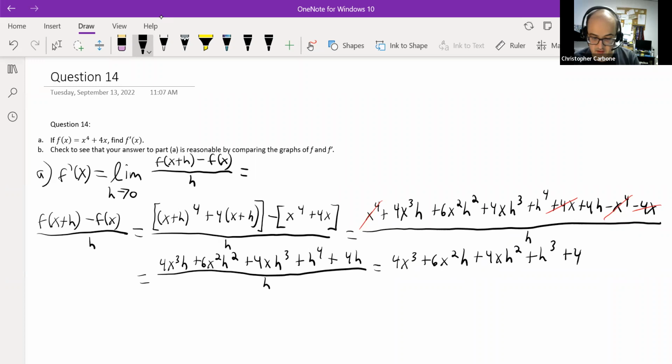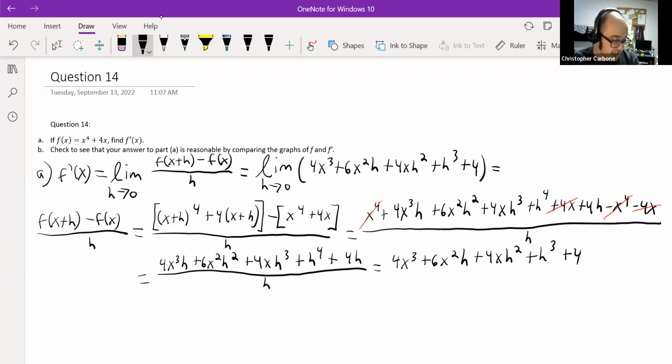So we can rewrite our limit now with this before we apply h is equal to 0. Limit as h approaches 0 of 4x cubed plus 6x squared times h plus 4x h squared plus h cubed plus 4. So since h can be 0 here and make no issues, we would just be left with 4x cubed plus 4.